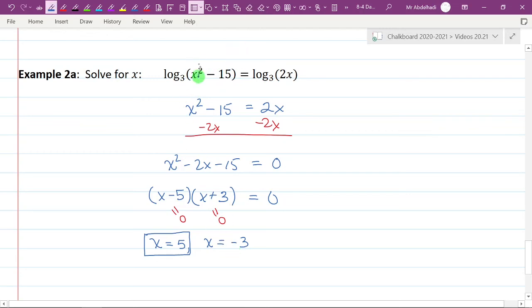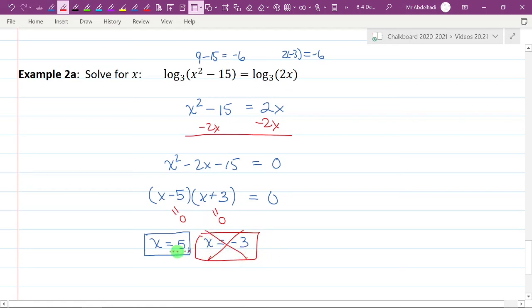Negative 3 plugged into here, negative 3 squared is positive 9. So positive 9 minus 15 equals, well, that's negative 6. So far, so bad. No good. And if you plug a negative 3 into here, 2 times negative 3 is also negative 6. And in either case, you can't take the log of negative 6. So that's going to be bad.